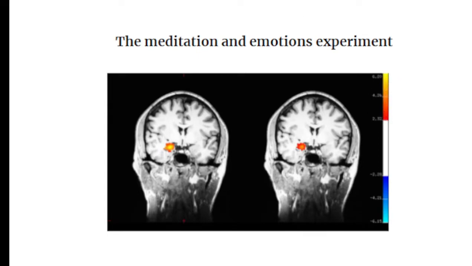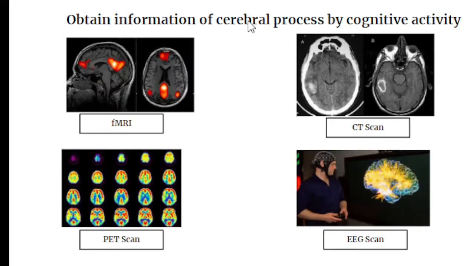So that is how researchers try to understand how meditation impacts our brain, and how it calms the person, how it makes the person less impulsive, and all of that. So this was a good example for understanding how we understand cerebral processes.